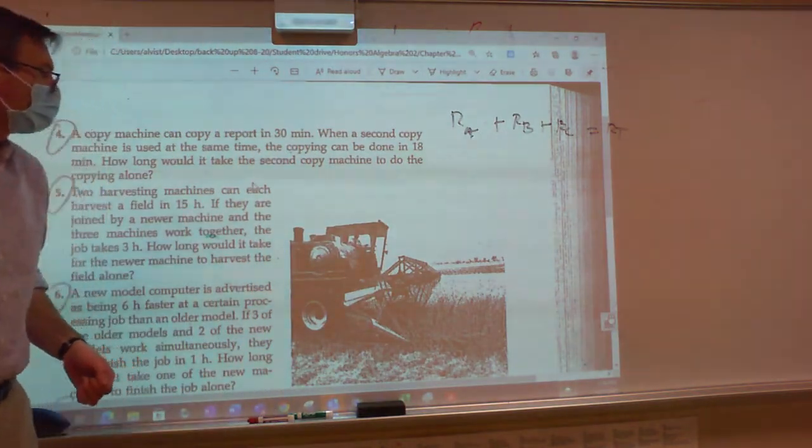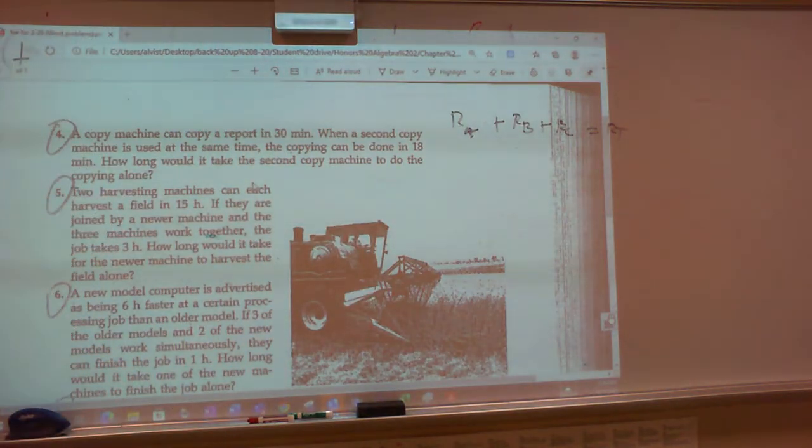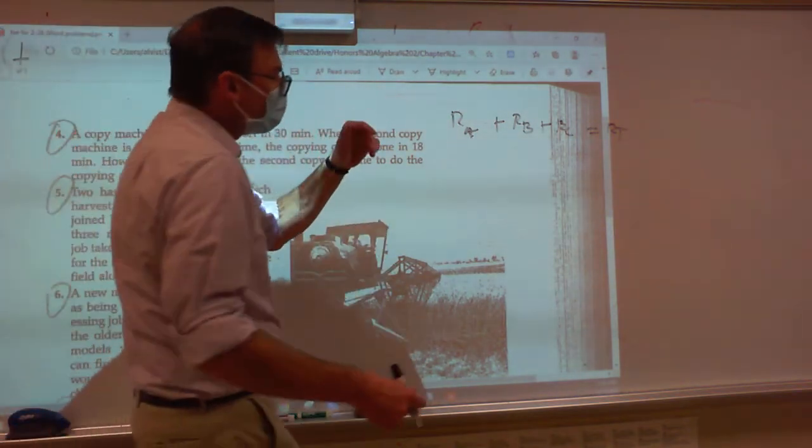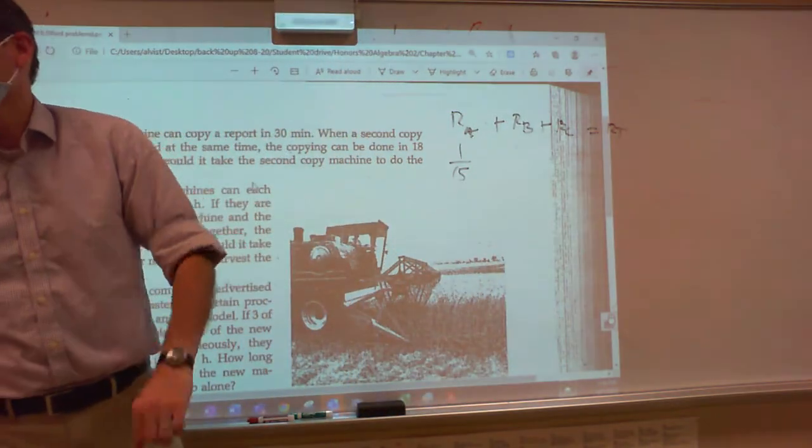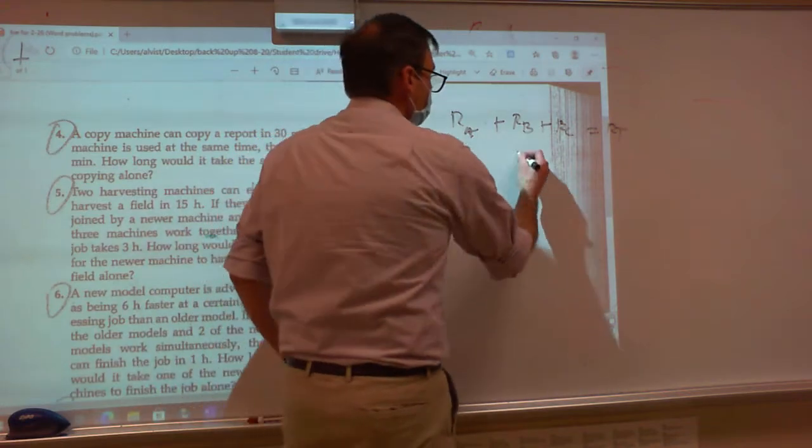All right. So what's the rate of the machine that works at 15 hours? It does one thing in 15, right? So the rate of one of those machines is 1 out of 15, 1 over 15. What's the rate of the other one? 1 over 15. 1 out of 15.